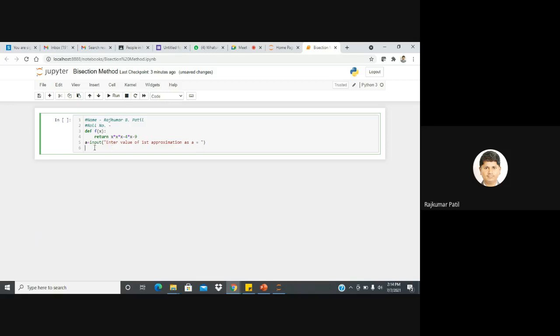Then we will enter the second approximation. So b is equal to input, then quote, enter value of second approximation as b.